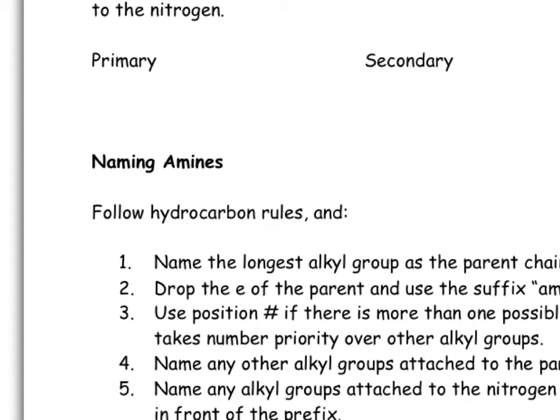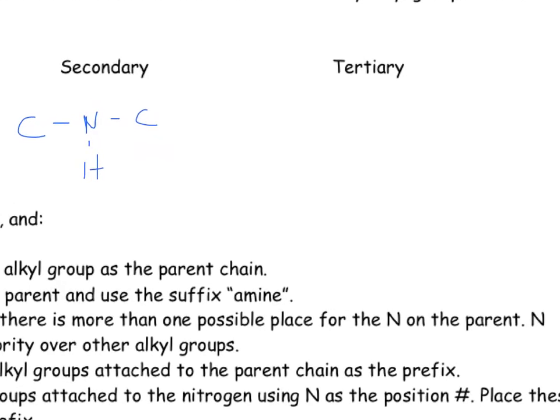A primary amine has the nitrogen only attached to one carbon, which means you would see NH2 at the end of a chain. Secondary amines have the nitrogen attached to two alkyl groups, or two carbons, so you would see N included in the chain. And finally, a tertiary amine has the nitrogen attached to three carbons, which means the nitrogen will not be attached to any H's.